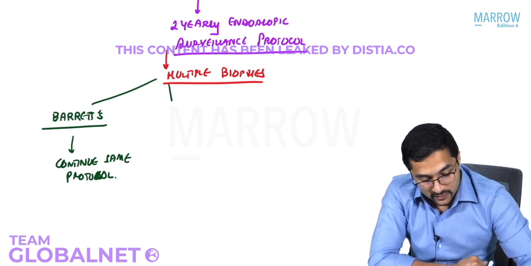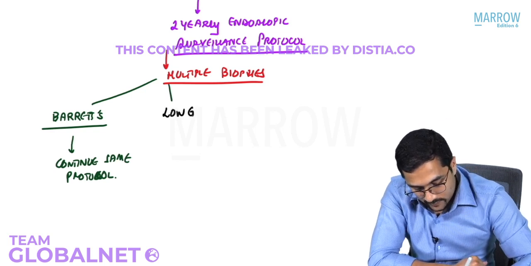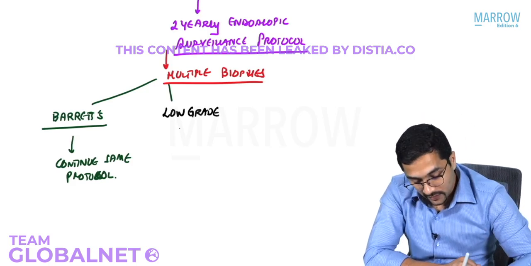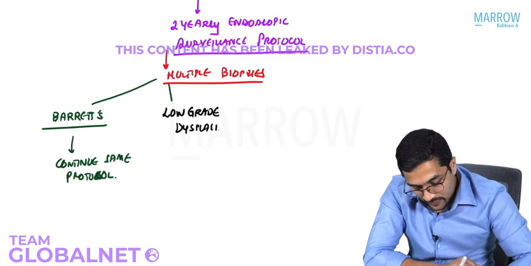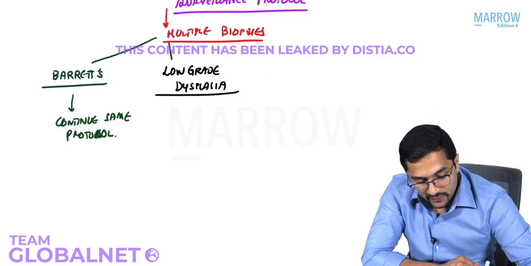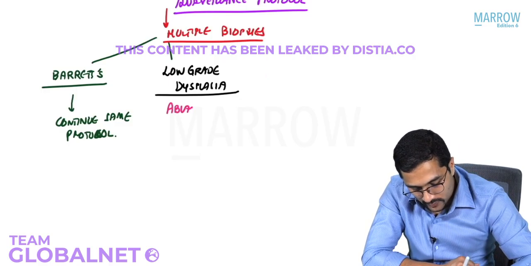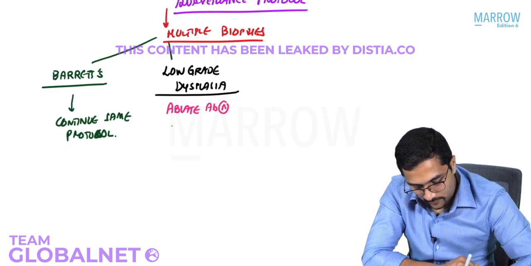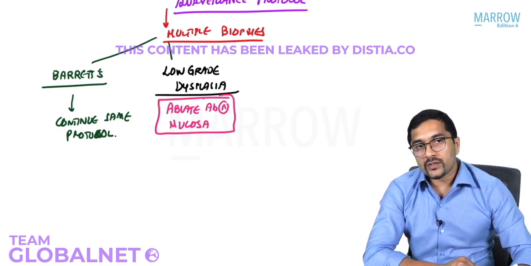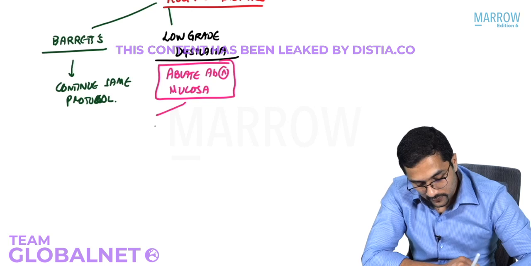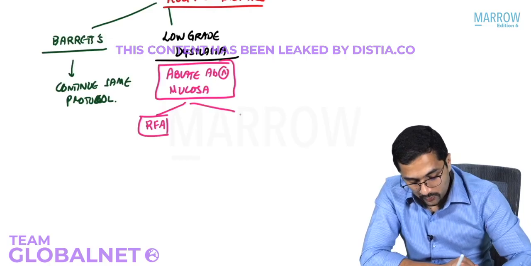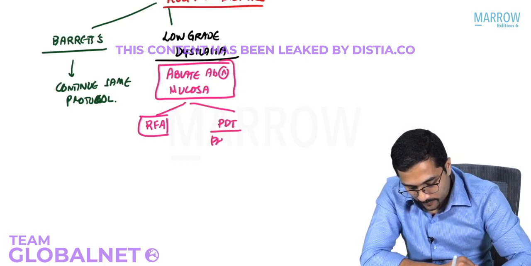Second, we can get a low-grade dysplasia. So after metaplasia, Dr. Ila has taught you, after metaplasia you can have dysplasia. So there can be low-grade dysplasia. Now, whenever dysplasia develops in Barrett's esophagus, what we first have to do is ablate or destroy the abnormal mucosa. And to ablate the abnormal mucosa, the options available to us are radiofrequency ablation, RFA, or PDT, that is photodynamic therapy.